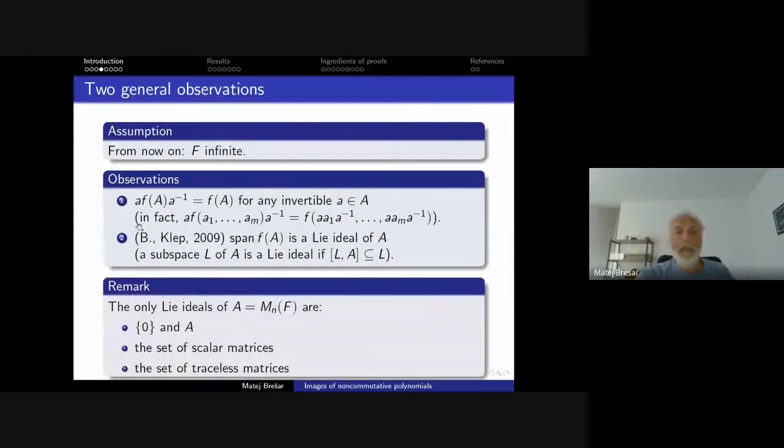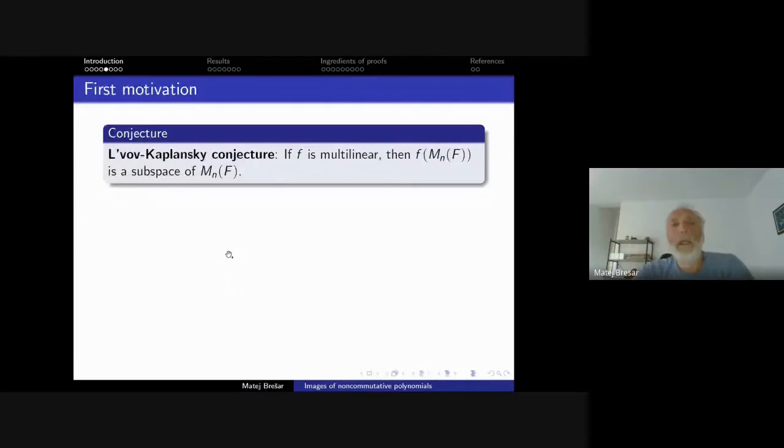So it is easy to see that in the case of matrices, the only Lie ideals are four: the trivial ones, scalar matrices, and traceless matrices. Now, in order to state the general theorem which I intend to study, I will speak about three different motivations.